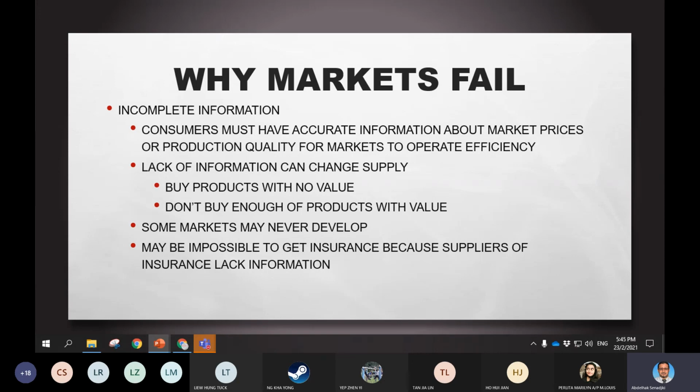So a market may also never develop. Why? It may be impossible to get insurance because suppliers of insurance lack information. For example, me as an insurance company, I want to offer a new insurance plan, for example against fire, house fire. If I don't have information about how much those who want to insure their houses are willing to pay, and how often houses actually get burned, then it is impossible for me to come out with this business or to offer this service.